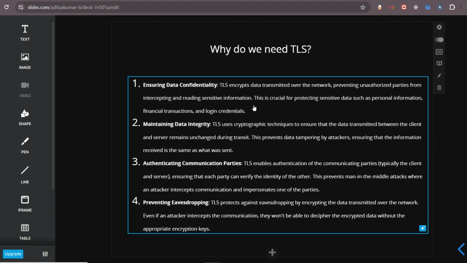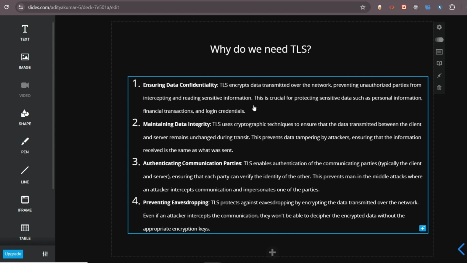The second point is maintaining data integrity. TLS uses cryptographic techniques to ensure that the data transmitted between the client and server remains unchanged during transit. This prevents data tampering by attackers, ensuring that the information received is the same as what was sent. Now, what does it mean? It means that whatever data is being sent from a client to a server should not change between the two parties. No other person should be able to sit in the middle, get the data, change it, and manipulate it.